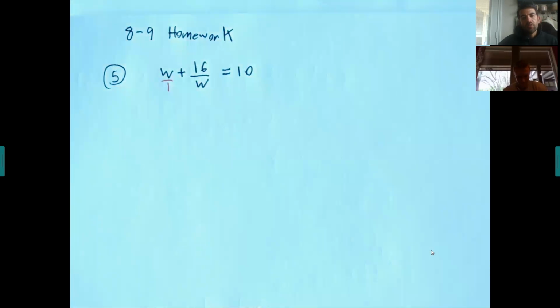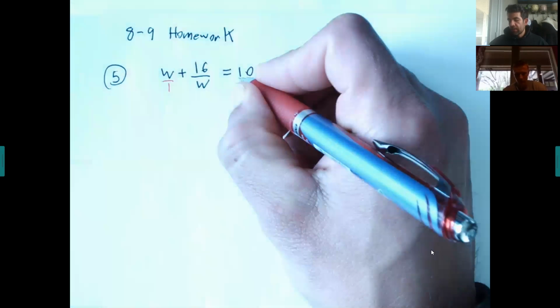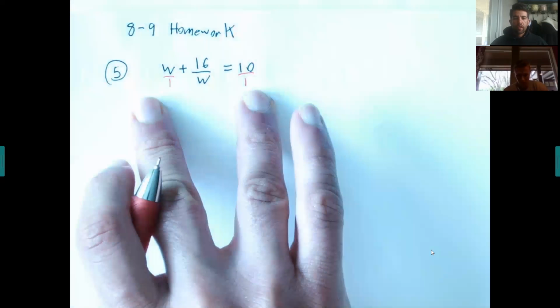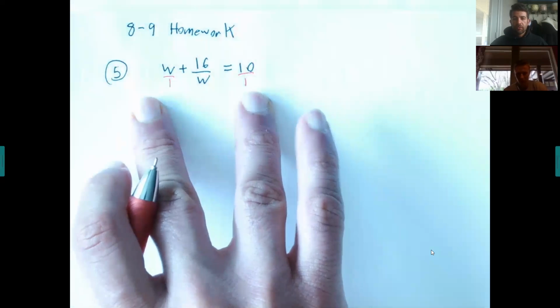So you can do it like that, and I think for some of you that might be easier, but here's the deal. Essentially what you're trying to do is find a common denominator for all 3 of these. And I think if you do it like this, it's faster. Basically I put this over 1 just to show you that my common denominator should be W.